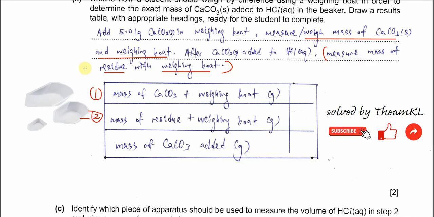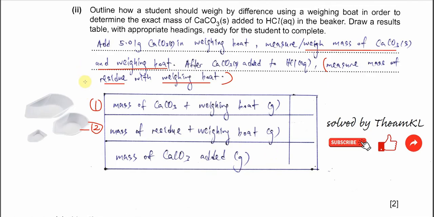Of course, for some of you who are not really sure what the weighing board is, it is something like this. Normally it's a plastic. We just put the calcium carbonate on this weighing board, and we pour it into the acid.